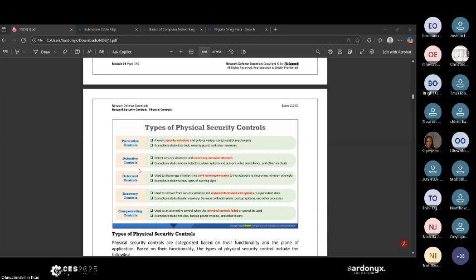Then they have the compensating controls. These are used as an alternative control, right? In case there's an intended control that fails, for example, backup power. So let's say there is a power failure. Example, the Facebook data center. If I'm mentioning Facebook now, most of you feel Facebook is the cloud. No, this is what Facebook looks like.